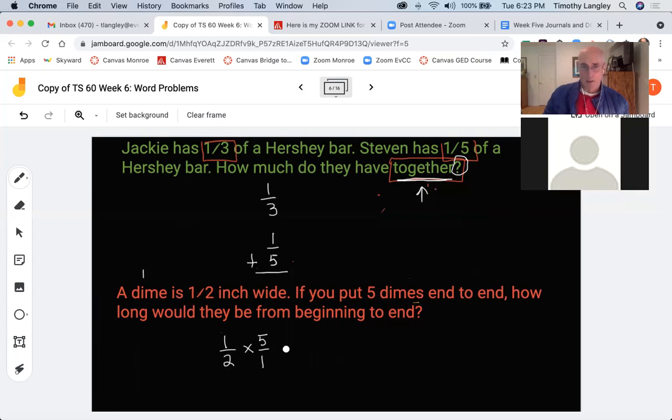That's how I'll find out what the answer is: the 1/2 inch that one of them takes, and then it says I've got 5 of them. So take the half of one that one of them gives me, multiply it by 5 because you've got 5 dimes, and that's going to give me how long they are from beginning to end if you lined up all these dimes here. And I try to avoid showing off my artistic skills, but there they are. There's my 5 dimes.